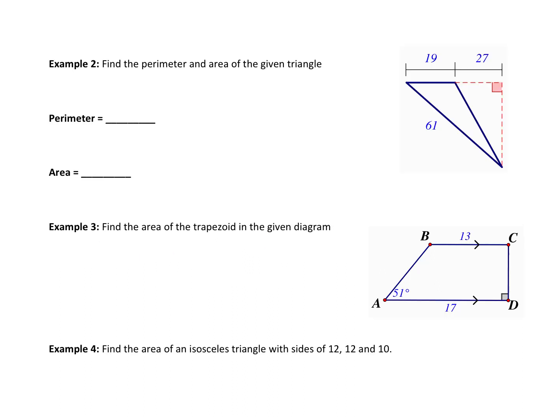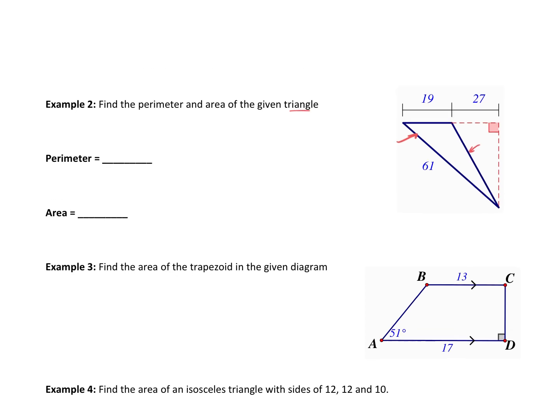Okay, of the given triangle, so that means this triangle, the one with the bold sides. So perimeter, I'm just going to add up the three sides. Okay, so I need this side. Well, I don't have that side yet. I can get that side as the hypotenuse of this little right triangle, but I don't have all the sides of that little right triangle.